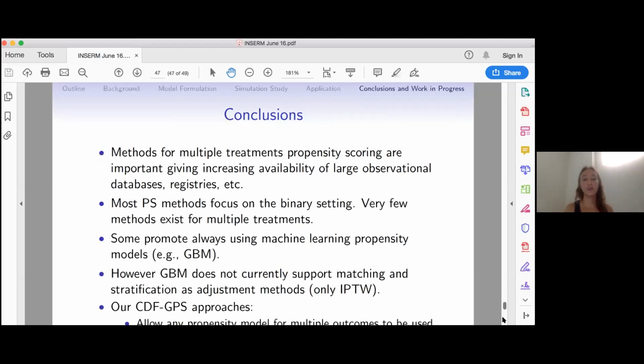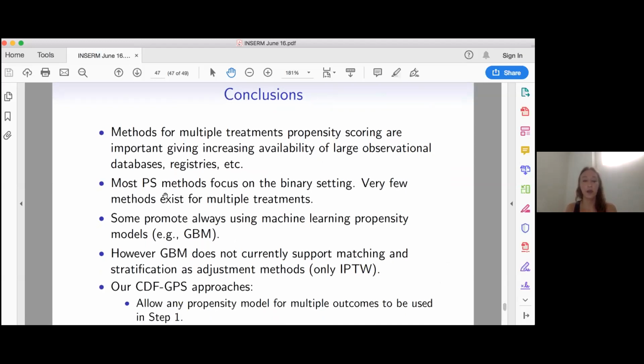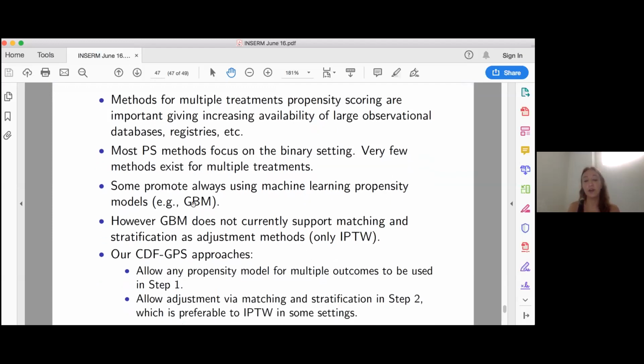Okay, so conclusions. Methods for multiple treatments propensity scoring are important given the increasing availability of large observational databases, registries, etc. Most methods are on the binary setting. Very few methods exist for multiple treatments. Some people promote always using machine learning propensity models, like I showed you, GBM with weighting.